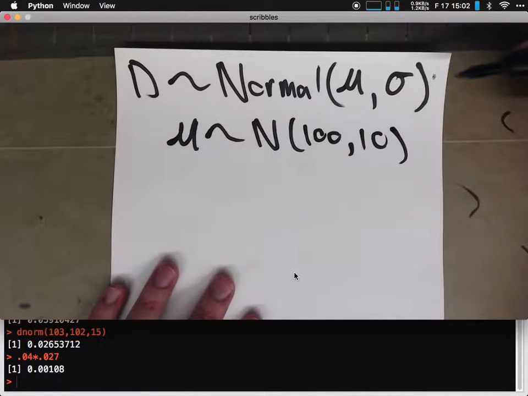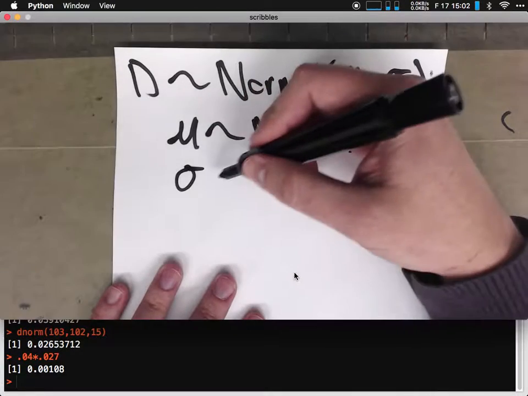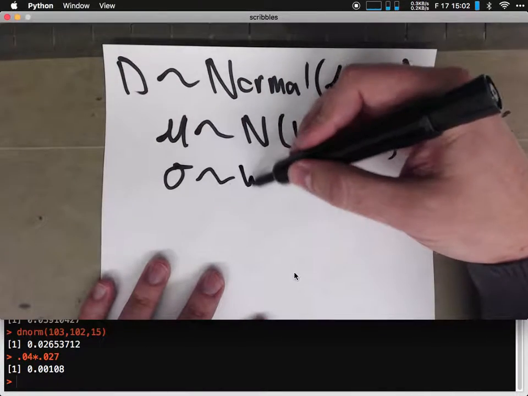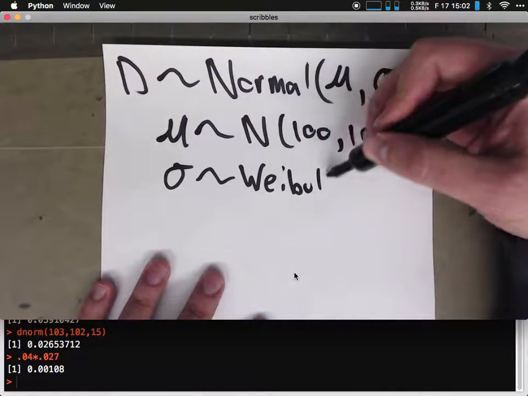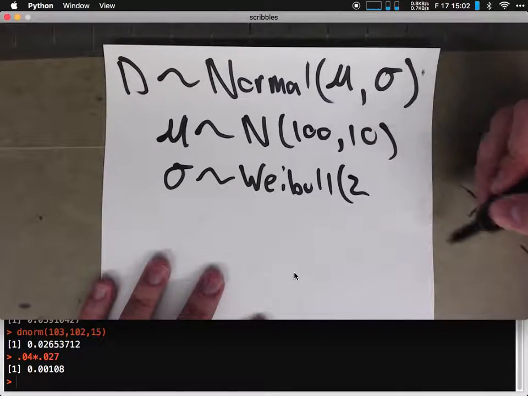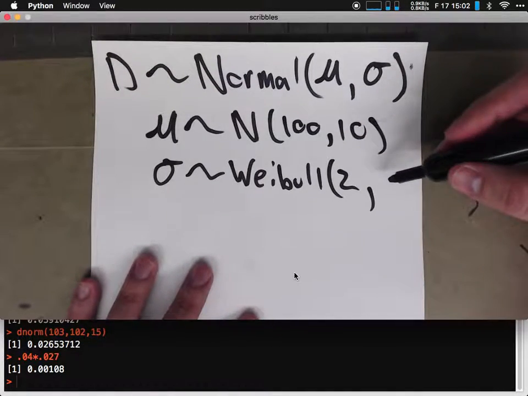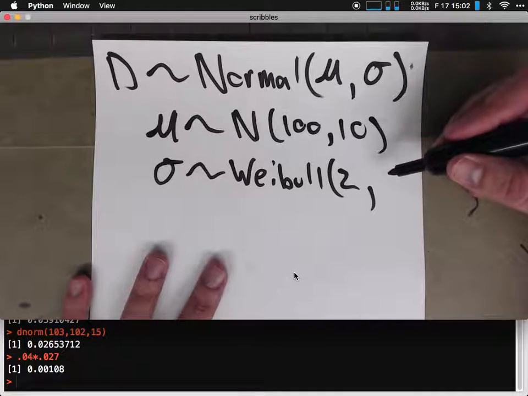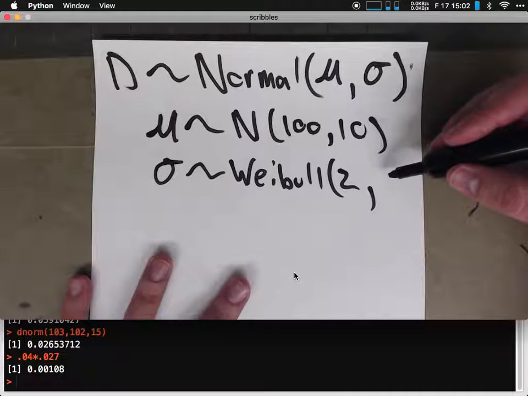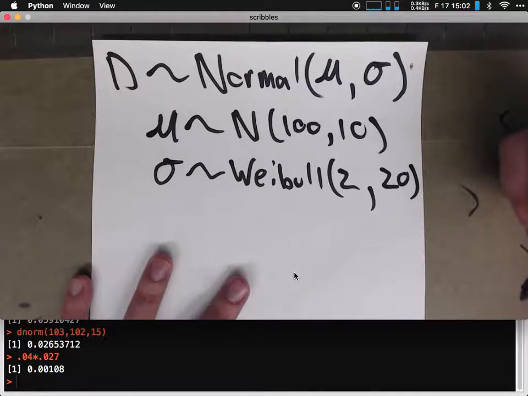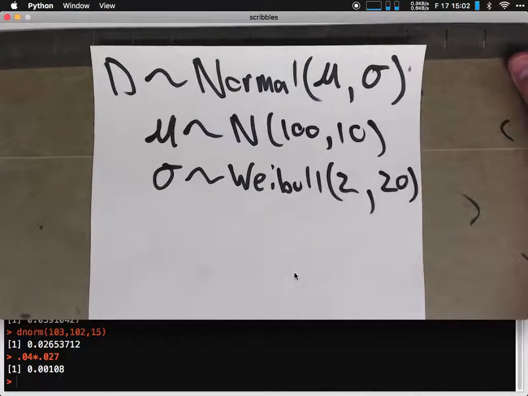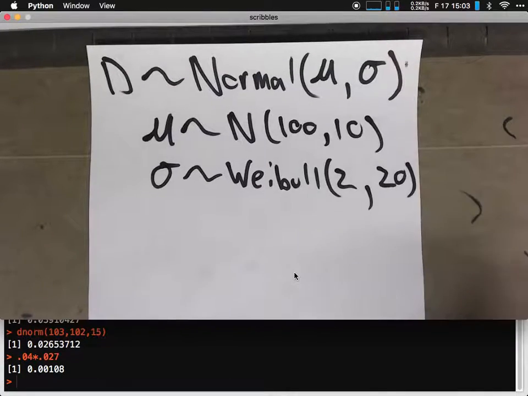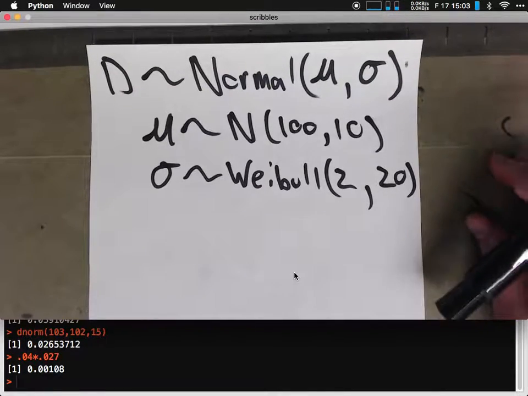We can talk about the prior for the standard deviation, maybe Weibull with a shape of 2 and a scale of, well, if 1 is peaked at 0.8, maybe if we put a scale of 20, that should be peaked around 18-ish, but still have a lot of mass, a lot of spread in the mass.